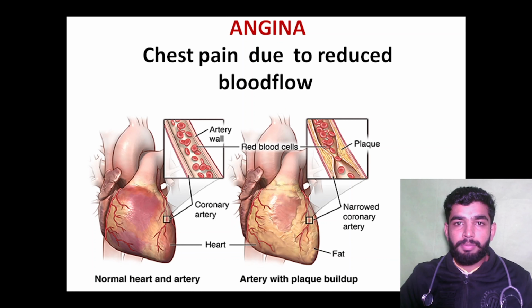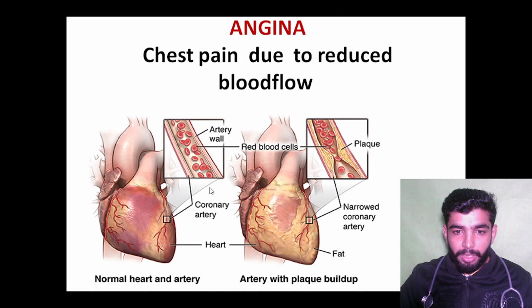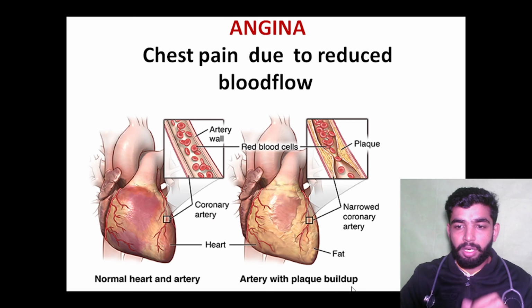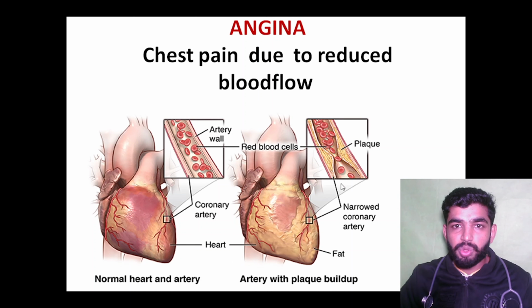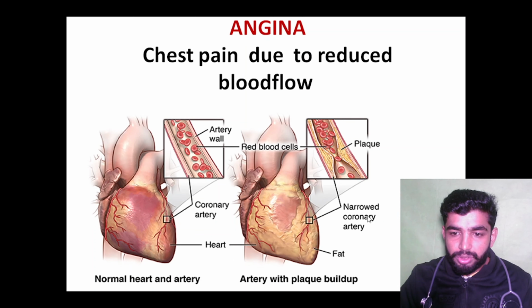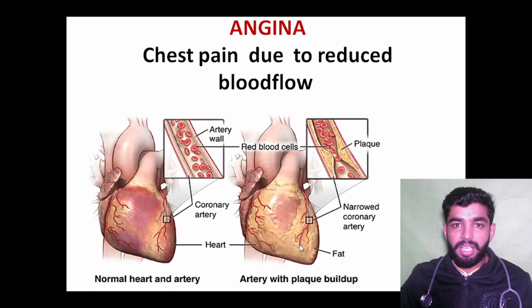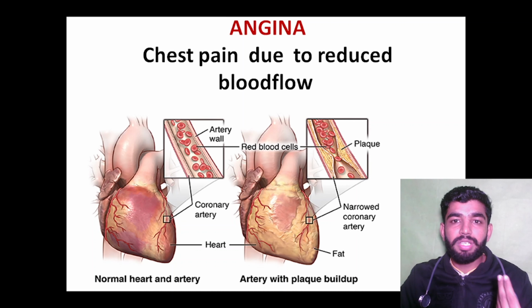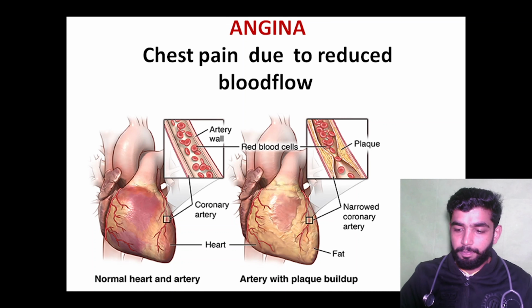Firstly, in the case of a normal heart and artery, this is the artery and this is the heart. The artery of the heart is the coronary artery, and there is blood flow through the coronary artery towards that area. And that is a normal heart. In the case of pathology or plaque formation, there is an atheroma, or plaque formation, and there is reduced blood flow. With reduced blood flow, the supply to the cardiac muscle decreases. Then that can lead to chest pain due to reduced blood flow.